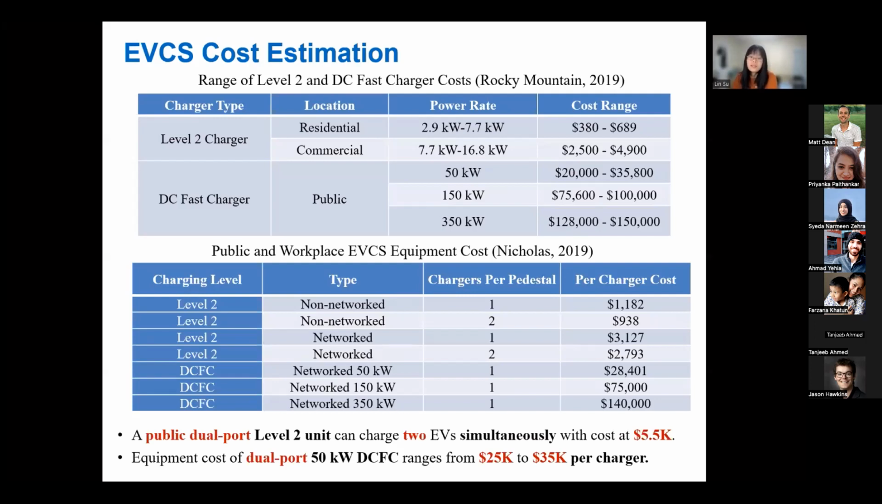According to the Future Energy, a public dual-port level 2 EV supply equipment unit costs around $5,500 and can charge 2 vehicles at once. Besides the cost estimation presented in the above table for single-port DC fast chargers, the equipment cost for dual-port 50 kilowatt DC fast charging station ranges from $25,000 to $35,000 per charger.